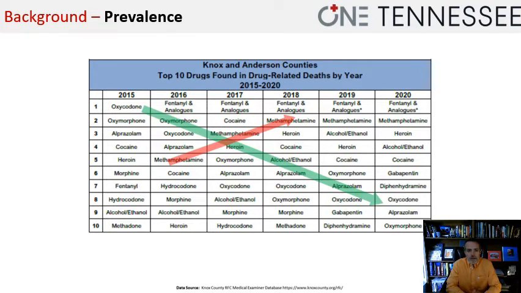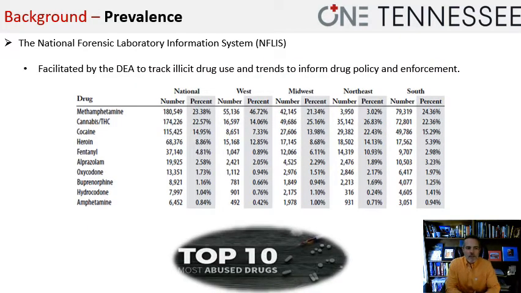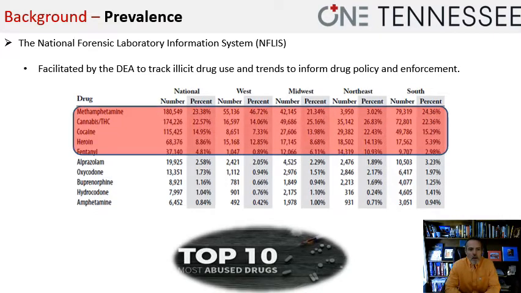If you look at the prescription type opioids, taking a look at the prevalence provided by the National Forensic Laboratory Information System, this is facilitated by the DEA to track the top 10 illicit drug use and trends to inform drug policy and enforcement. We see that at the top of the list are illicit type substances, so methamphetamine, cannabis and THC in most areas but not all, cocaine, heroin, and fentanyl. So those are all illicit substances, and you can see the percentages, and that's the majority of what's found.